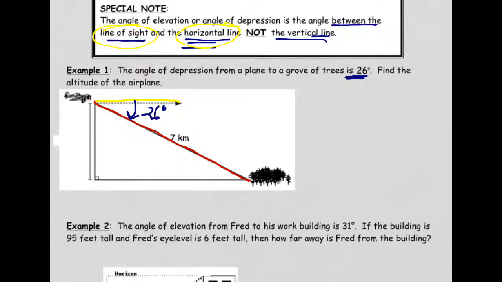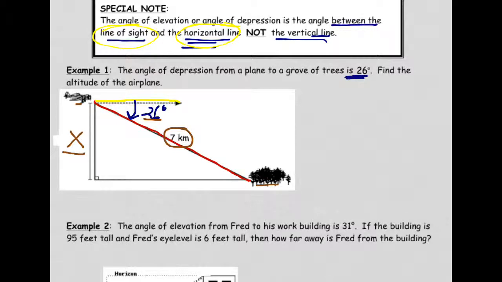Find the altitude of the plane. Remember, the altitude just means how high is your plane. Okay? So we've got three things right here. We've got the altitude that they're asking us for, we've got the angle of depression, and we've got the side that's given. This is the line of sight. So the plane is 7 kilometers from the forest.